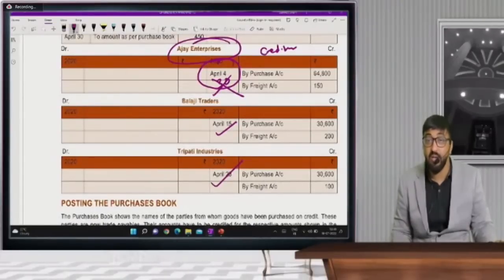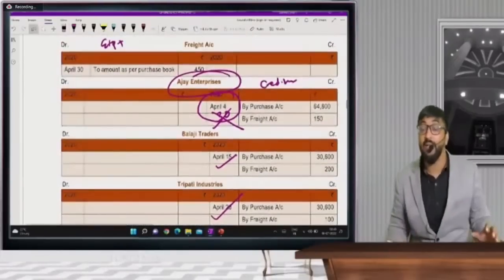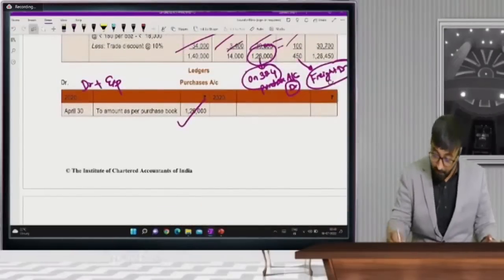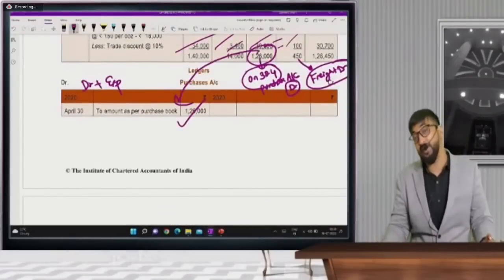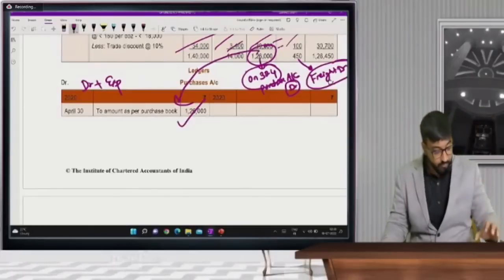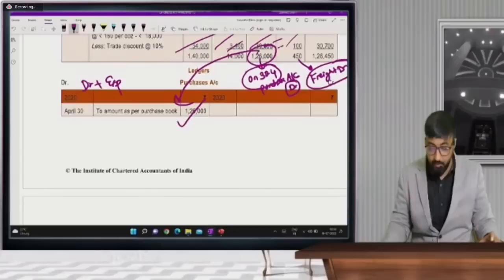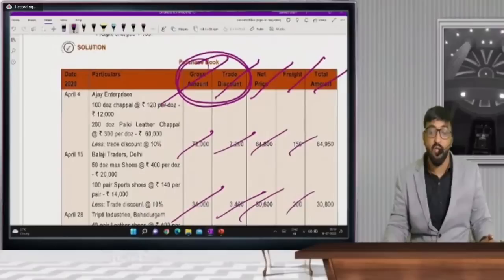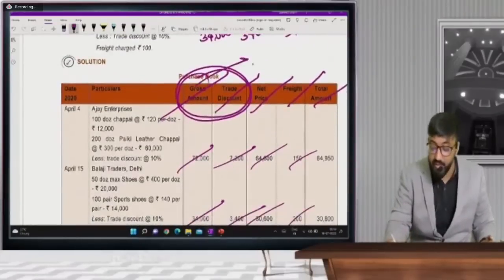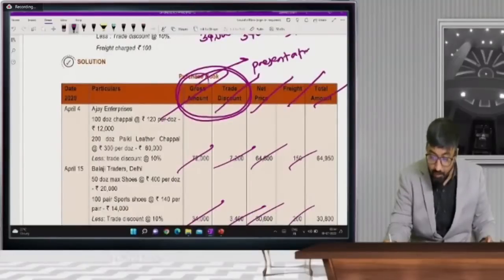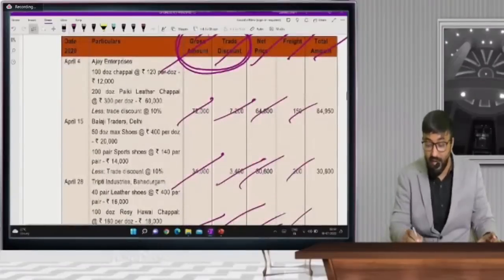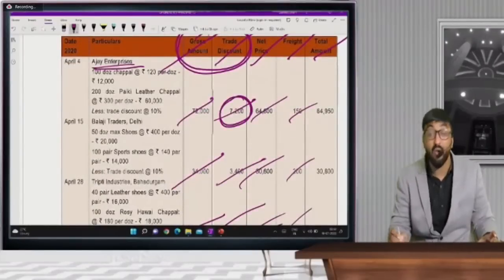So Ajay Enterprise, day wise, creditor. Balaji Trader, on the date. We will update in the ledger on the date. Tripti Industries on the date. But beta, in purchase account, परचेस बुक की टोटल लेंगे परचेस अकाउंट में 30 तारीख को. ग्रॉस अमाउंट बेटा दिस इज ओनली फॉर प्रेजेंटेशन. ग्रॉस अमाउंट एंड ट्रेड डिस्काउंट इज ओनली फॉर प्रेजेंटेशन बेटा.